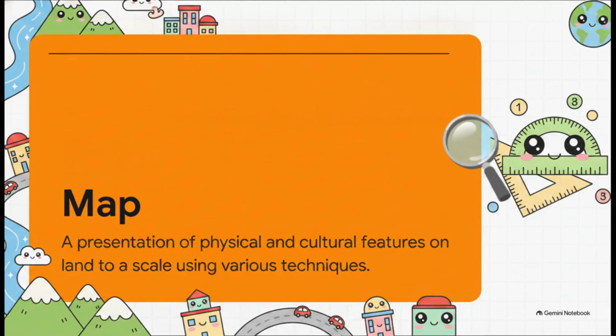A map is a presentation of the physical and cultural features on the land according to a scale, using various techniques. There are a couple of key things to grab onto there. When we say physical and cultural features, we mean we're showing both natural stuff, like rivers and mountains, and human-made stuff, like roads and cities. And doing all of this according to a scale, well, that is the secret mathematical sauce that makes a map a scientifically accurate tool instead of just a pretty drawing.